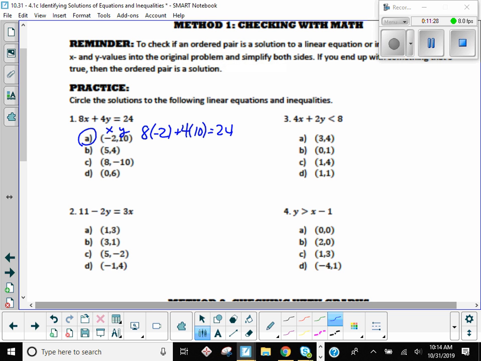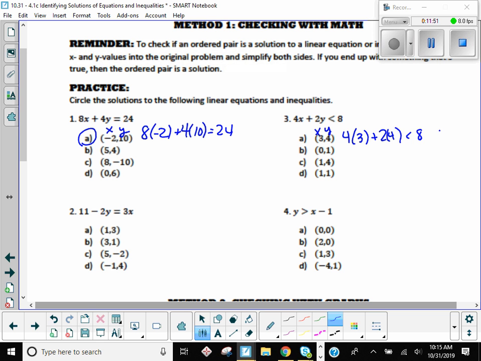Mm-hmm. Yeah. And then on inequalities, I'm going to do 3A. I'm plugging in 3 for X, 4 for Y. And then that gives me 12 plus 8, which is 20. Is it true that 20 is less than 8?